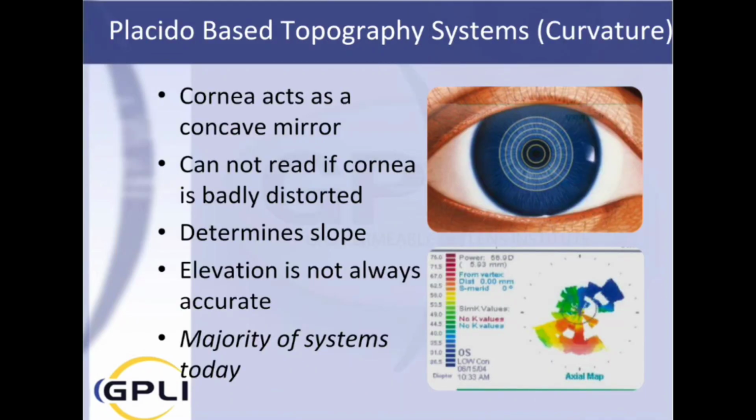In the Placido-based topography systems, the cornea acts like a concave mirror. If the cornea is highly distorted, these images cannot be read. The system measures the distance between each ring and therefore determines the slope of the cornea. Elevation maps are not always accurate because the image has to be extrapolated from the highs and lows.